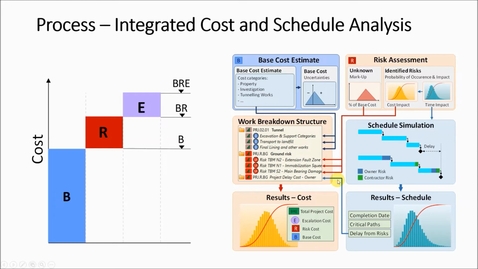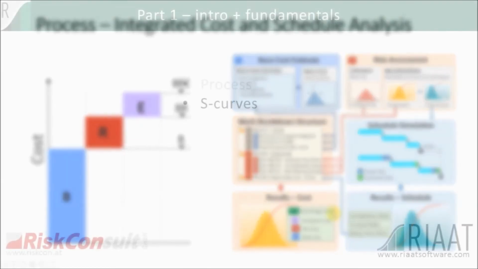This is a key step, and this is why it's called an integrated cost and schedule analysis, because we want to cover the cost of schedule delays in our cost model. For large infrastructure projects, cost overruns are very often a consequence of schedule overruns, so this step down here is a key step for our integrated cost and schedule analysis. Now, after we have done that, we get cost results in terms of the cost component structure that we have defined on the left: base cost, risk, escalation cost, and the sum of the three, BRE, total project cost.